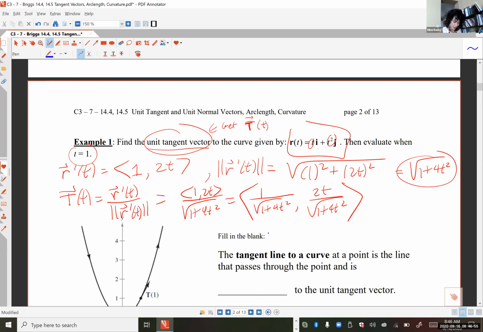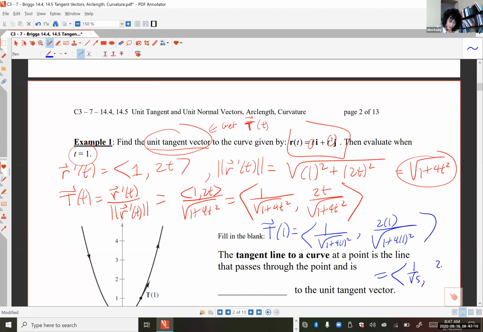So at time t equals 1 second, you're just going to substitute t equals 1 into this, and you'll get a constant vector, easy peasy. And I get this vector here, 1 over square root of 5, 2 over square root of 5. And you don't have to rationalize your denominators in my class. I'm totally okay with this.